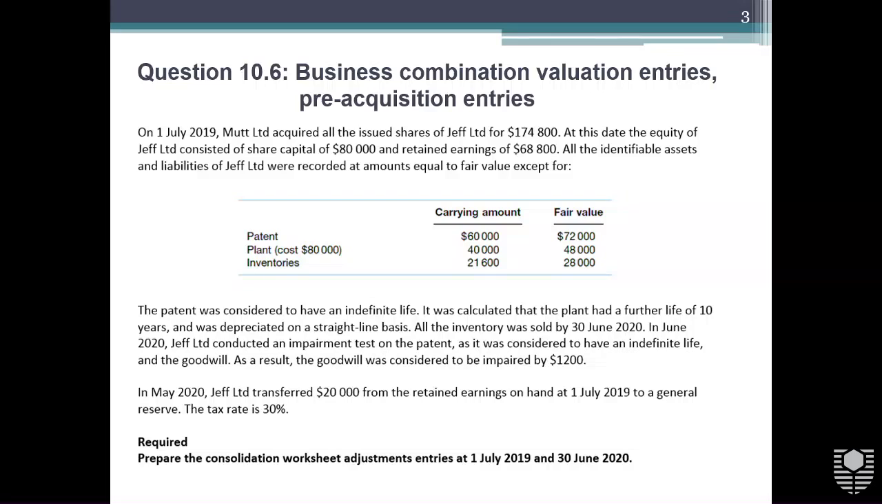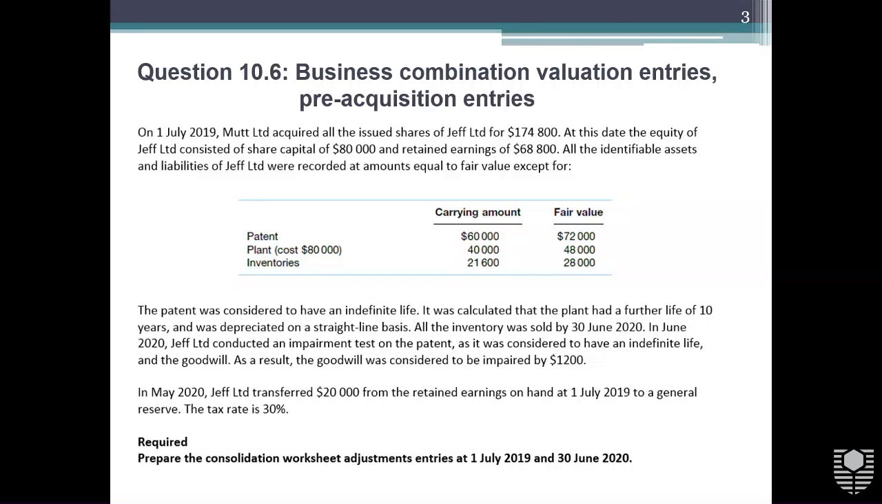So the patent was considered to have an indefinite life. It was calculated that the plant had a further 10-year life. So that 10 years, you might want to highlight that, because in later years, the depreciation, we're going to have to look at the difference in that carrying amount and write that off over the next 10 years. It's straight line depreciation as well. All the inventory was sold by the 30th of June 2020.